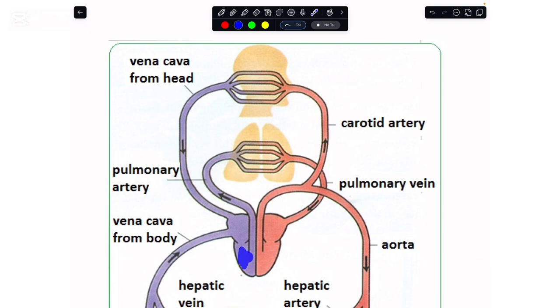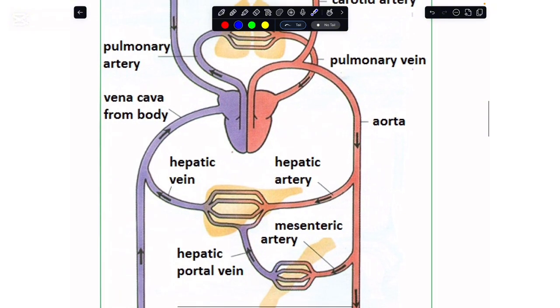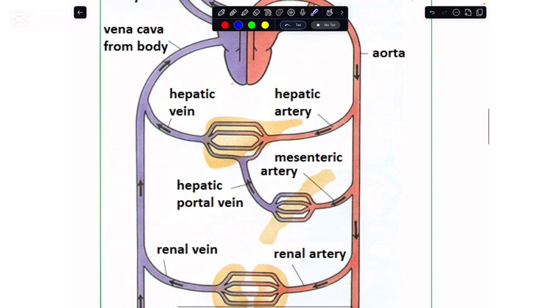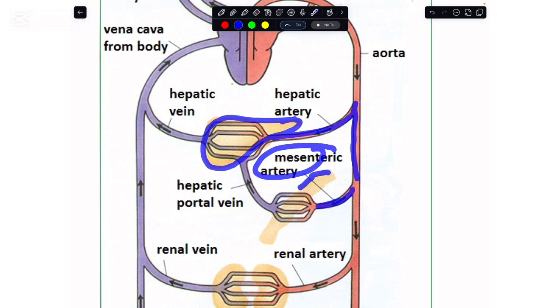Here we have the right ventricle. From the right ventricle, the blood goes to the lungs through the pulmonary artery. Likewise, the major artery originating out of the left ventricle is the aorta. From the aorta, we take the hepatic artery out, which supplies blood to the liver. From the same aorta, I take out the mesenteric artery, which supplies oxygenated blood to the small intestines.